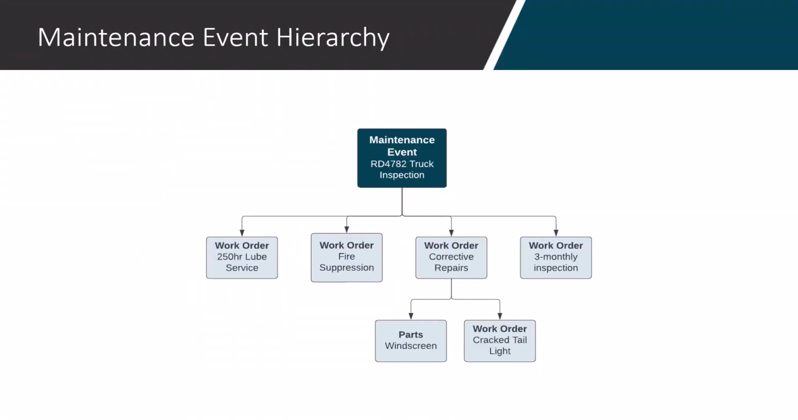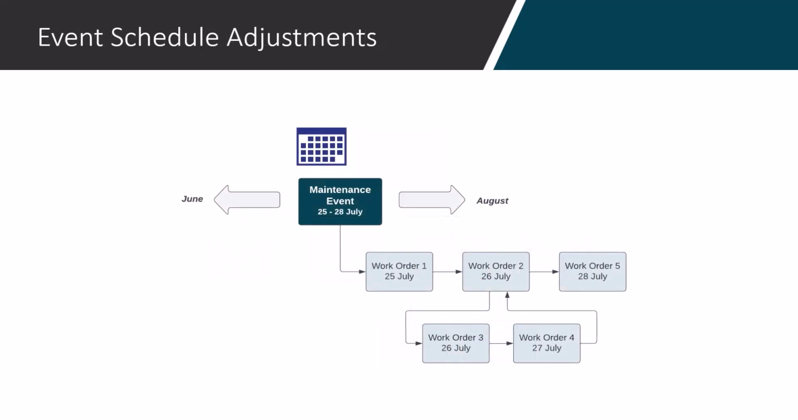You can think of maintenance event as being at the top of a hierarchy of records. The maintenance event is the parent, and all of its work orders are child records. Then there may be grandchildren too, the parts, labor, and maybe some subtasks. A work order could consist of several smaller work orders that make up that job. Maintenance Planning Workbench adjusts the planned dates for all of the records in that hierarchy.